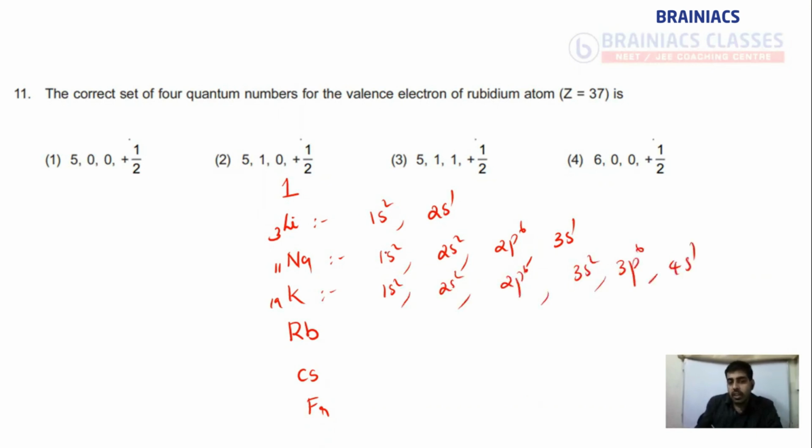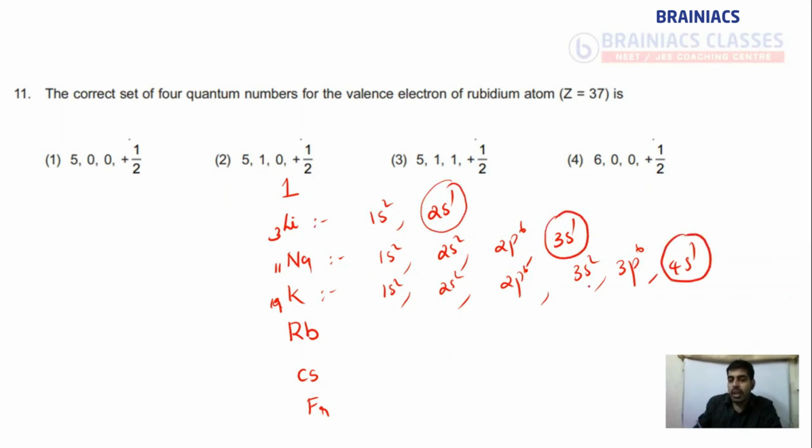2 plus 1, 3. 2 plus 2, 4, plus 6, 10, plus 1, 11. 2, 2, 4, 6, 10, 12, 2, 12 plus 8, 18, 19, right? 19. Now here in lithium, the last electron is present in the 2s orbital. In sodium, the last electron is present in the 3s orbital.